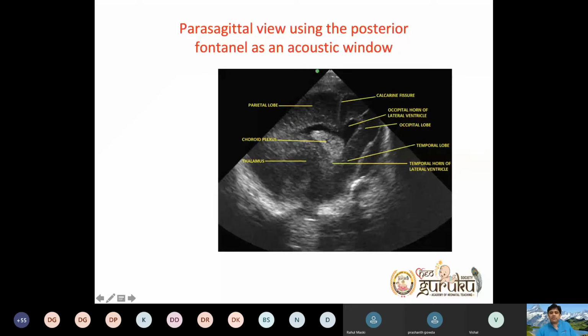For that, you have to adjust. You have to have an orientation of where you are actually trying to place the probe. So this is how you take the sagittal section. Now we are moving to the mastoid view.